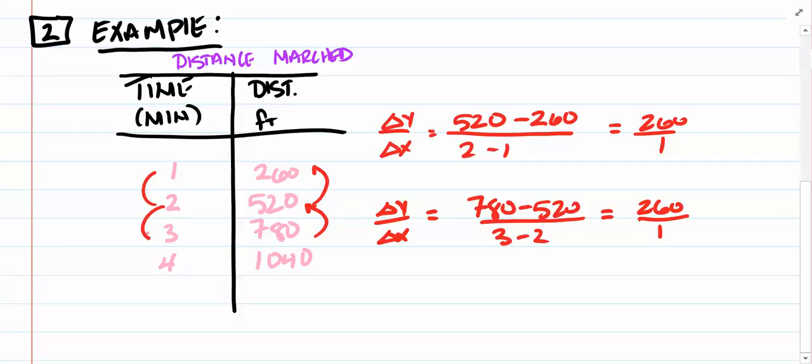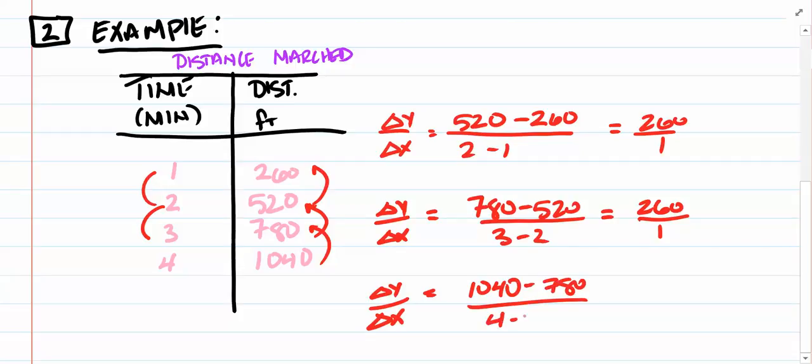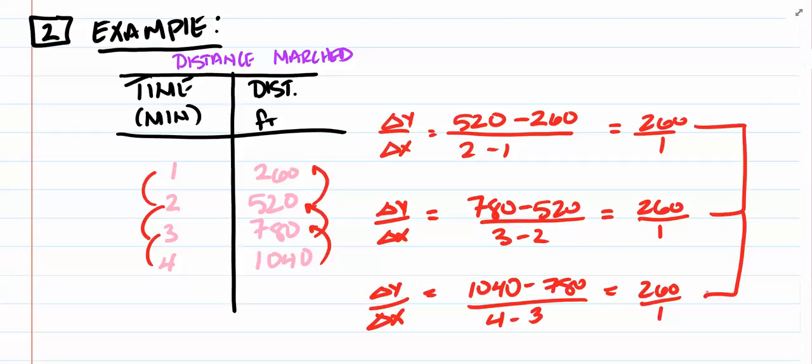Right, so the rate of change for that one is 260 over 1. This is looking good because they're the same so far, right? Okay, now let's take a look at the last piece of data. So change in y over change in x. Again, we get 1040 minus 780, all divided by 4 take away 3. So we take about that data right there, 4 take away 3. So again, what do we get for this? We get 260 over 1. So because we are getting the same rate each single time, the rate of change is constant, and it equals 260 feet per 1 minute marched.